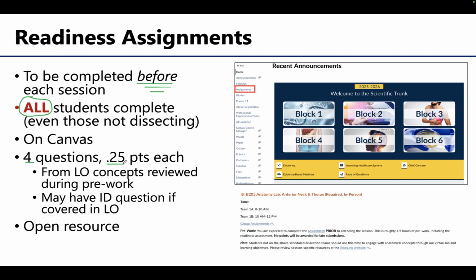But the good news is that these are going to be open resource and are meant to have you engage with material through an assessment format. The questions will be derived from learning objective materials. You will have some identification questions on here, and this can all be found on Canvas. So just go to the assignments bar.